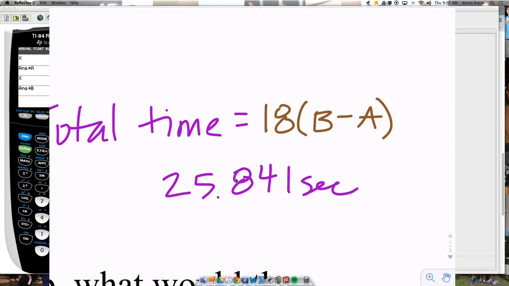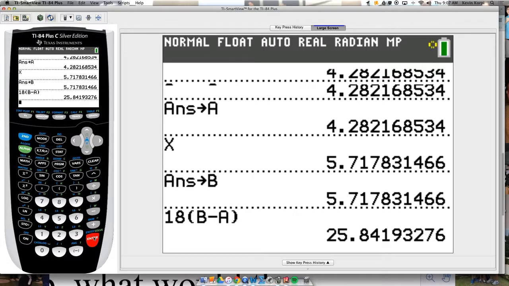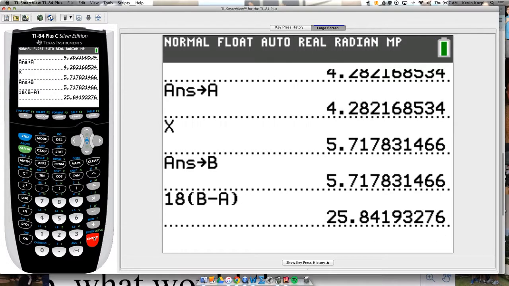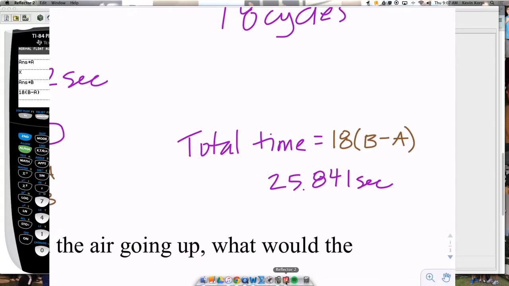Now, yesterday we used two different values of T further down, and we got 25.841. We should get the same answer using different values of A and B, right? Let's see what we get. 18, parentheses, and then alpha B minus alpha A. And you get 25.841 or 842 would be the two answers that I would accept seconds. So there you go. That's how you would answer the question.